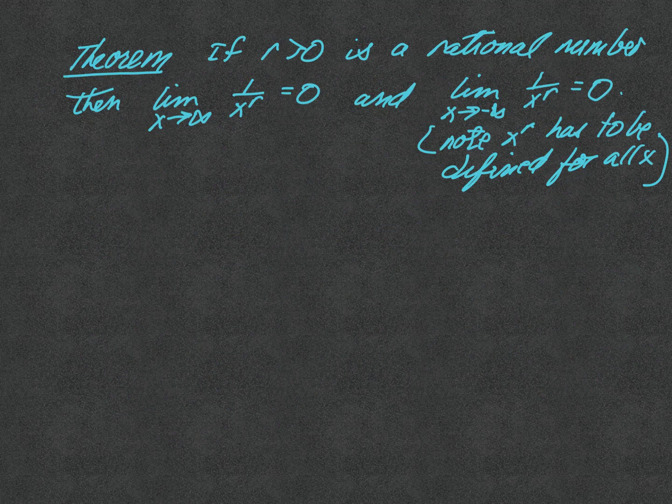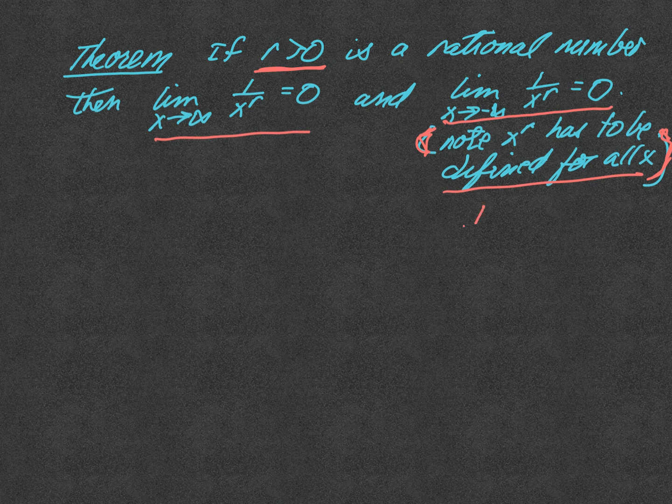Okay, so let's talk about a theorem. If r is greater than 0, where r is just a rational number, then the limit as x approaches infinity of 1 over x to the r is equal to 0. And the limit as x approaches negative infinity of 1 over x to the r is 0. Now this second part has a little note with it: x to the r has to be defined for all x. Why? Because if we're approaching negative infinity, the x values are negative.